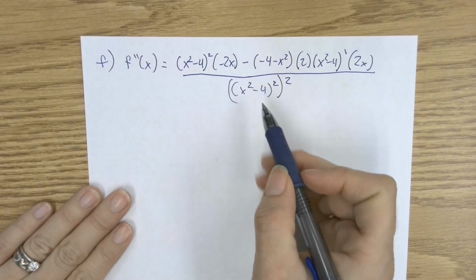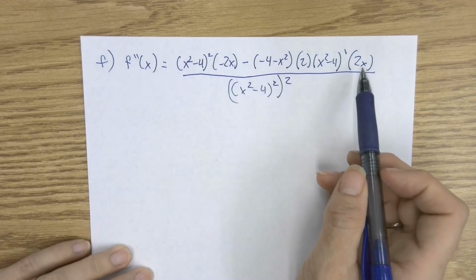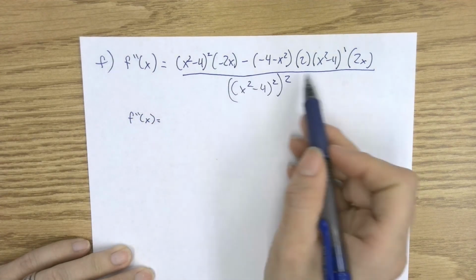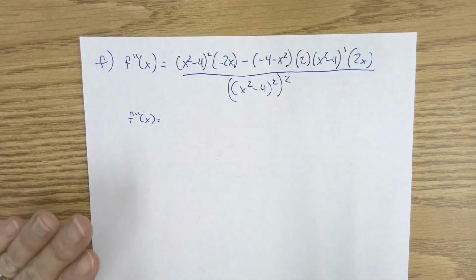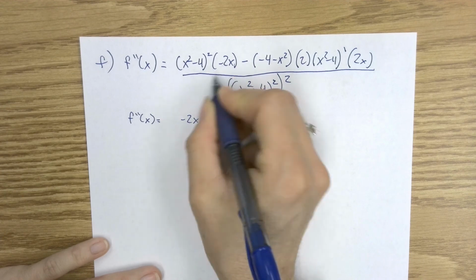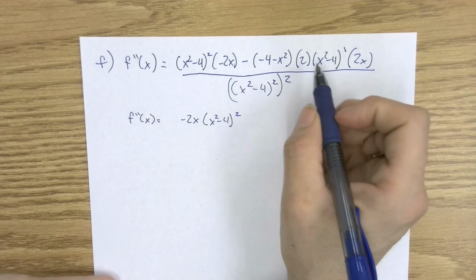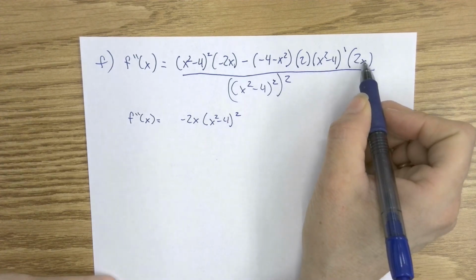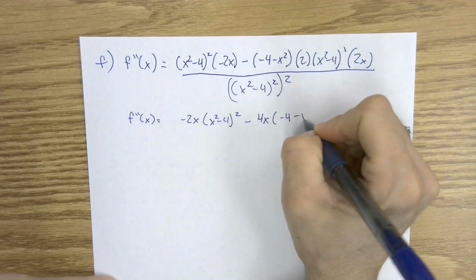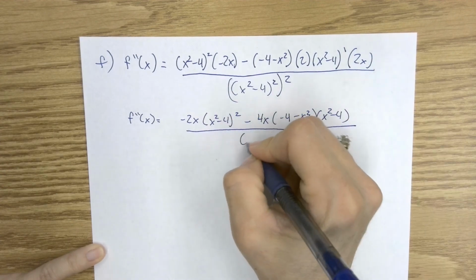To clean that up, you certainly could distribute that out. I do not want to distribute that out. I'm just going to dive right into factoring here. Now, if you like to clean it up first, you can. A lot of students prefer to do that, so I'll go ahead and show that. So I have this negative 2x in the front times x squared minus 4 squared. Here I have 2 times 2x, which is going to give me minus 4x in the front, times negative 4 minus x squared times x squared minus 4. I mean, it didn't really clean up that much.